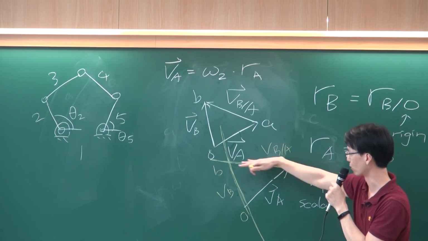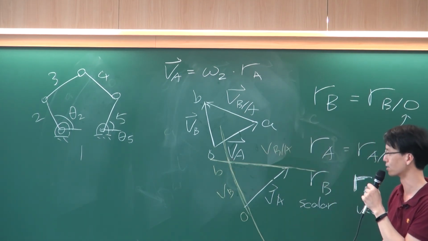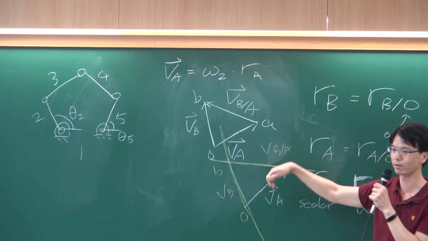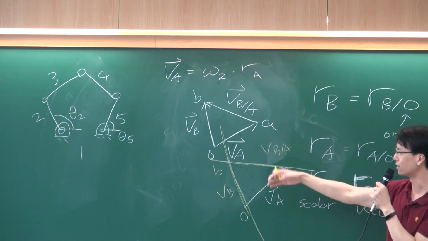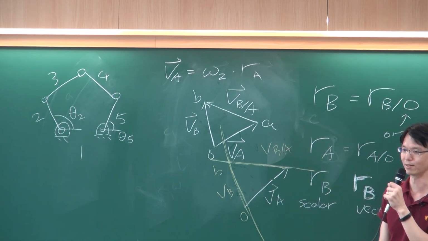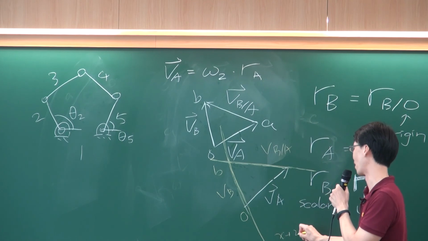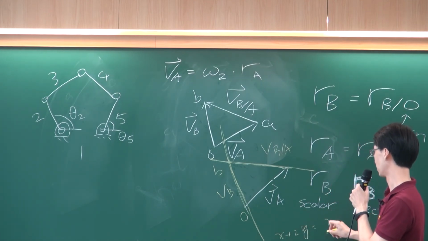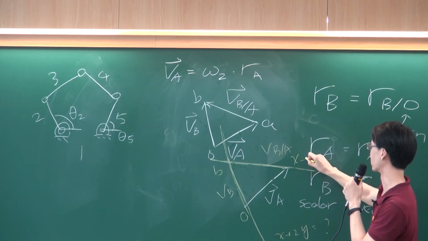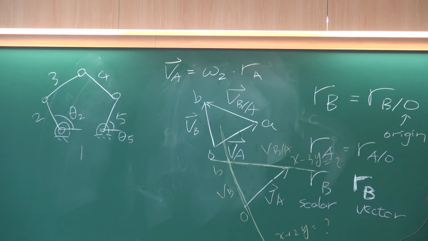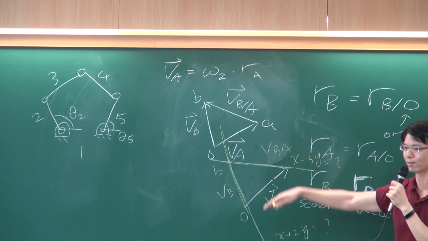If I know the direction of this one but not the size, and I don't know the direction of this one, then by drawing these two lines, I can find an intersection. It's basically solving the equation, but graphically. Maybe this line is x plus 2y equals something, and this one is x minus 3y equals something. Then we solve them graphically.